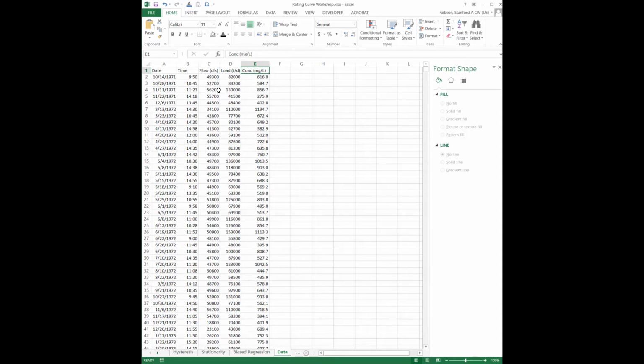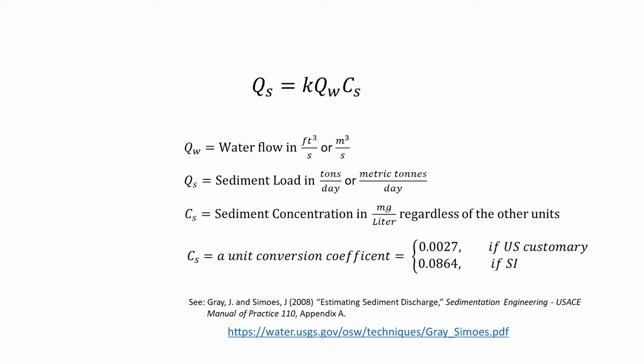Sometimes the USGS data comes in as load, sometimes as concentration, sometimes both. But you can very easily switch back and forth between these. Concentration is a function of load and flow and vice versa. And really it's just a matter of units conversion. There's this equation which allows you to move between flow and load with a unit conversion coefficient. There's a different one for SI and US customary. I sat down and spent 20 minutes deriving this once. You can do that yourself, or you could just use these to move back and forth between concentration and load.